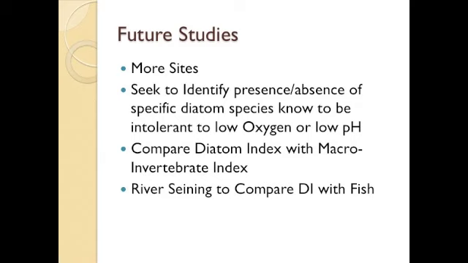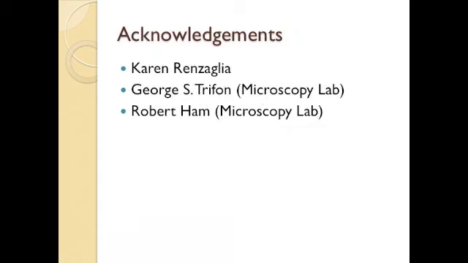So, more sites for future studies. Seek to identify presence or absence of specific species. Probably just go with my study, which was based on oxygen levels, and try to target those. And then other interesting things to consider: the macroinvertebrate index. What is that? How does that compare to diatoms? And then also seine the river. How many fish do we have there?